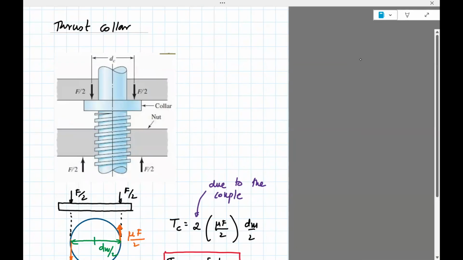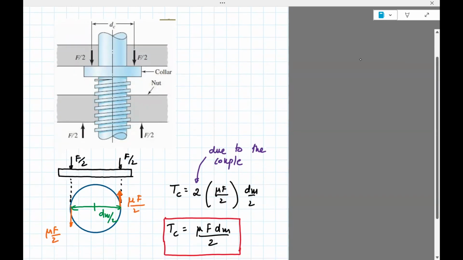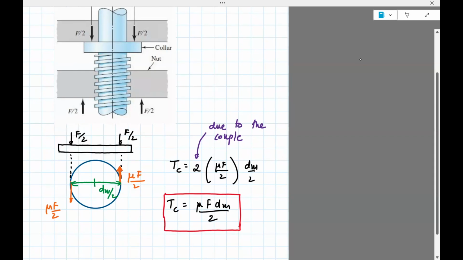A thrust collar is sometimes added; you can see a collar here. It's just to buffer the force. If you have a thrust collar, then you can draw a free body diagram of the thrust collar. The net force is F. You will divide it into two forces, and each of these forces is shown with friction, so mu times F divided by 2.